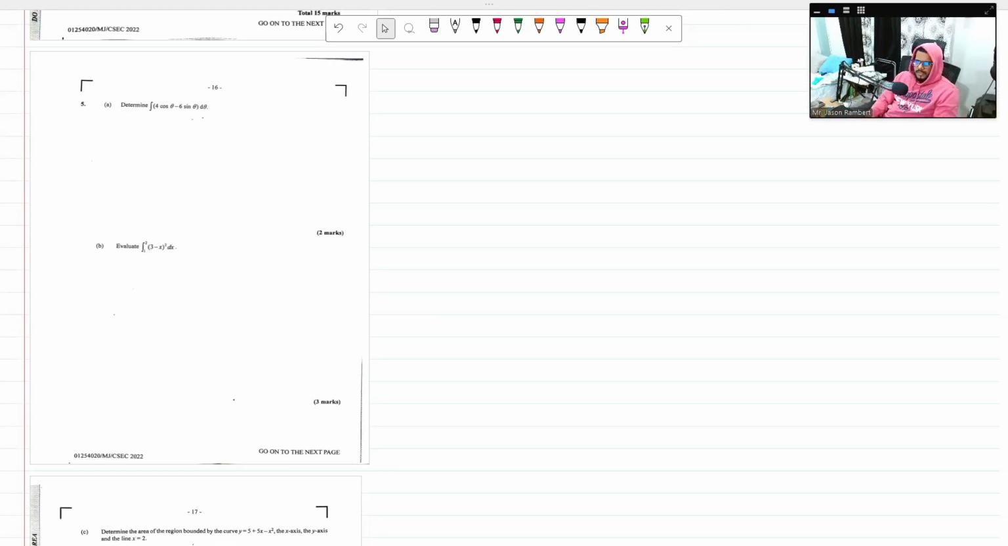Number 5, determine the integral of 4 cos theta minus 6 sin theta d theta. So the integral of 4 cos theta minus 6 sin theta d theta, I always like to put this on the side. If y is equal to cos x, dy/dx is equal to minus sin x. So if I integrate sine, I'm getting back negative cosine. And if I integrate cosine, I get back positive sine. So when I integrate cosine, I get positive sine. So I'm going to get 4 sine theta.